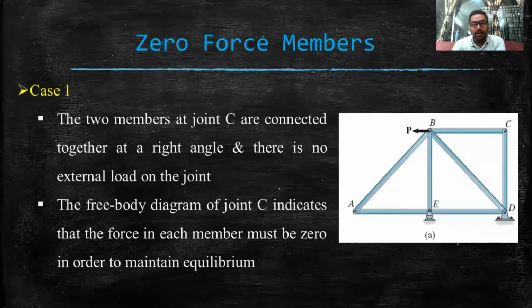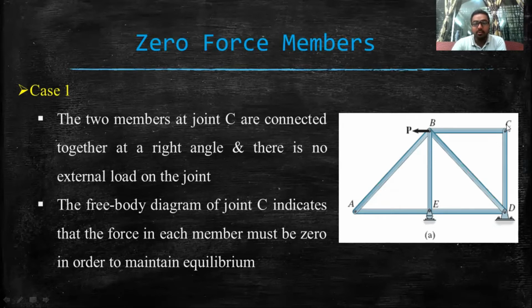Now, as I have told, there are two cases in which zero force members may arise. In the first case, the two members at joint C are connected together at a right angle. You can see in this figure as well, this is joint C, and the two members at joint C are connected together at a right angle. That means the internal angle between these two members is 90 degrees. And you can see that at C there are no other external loads.